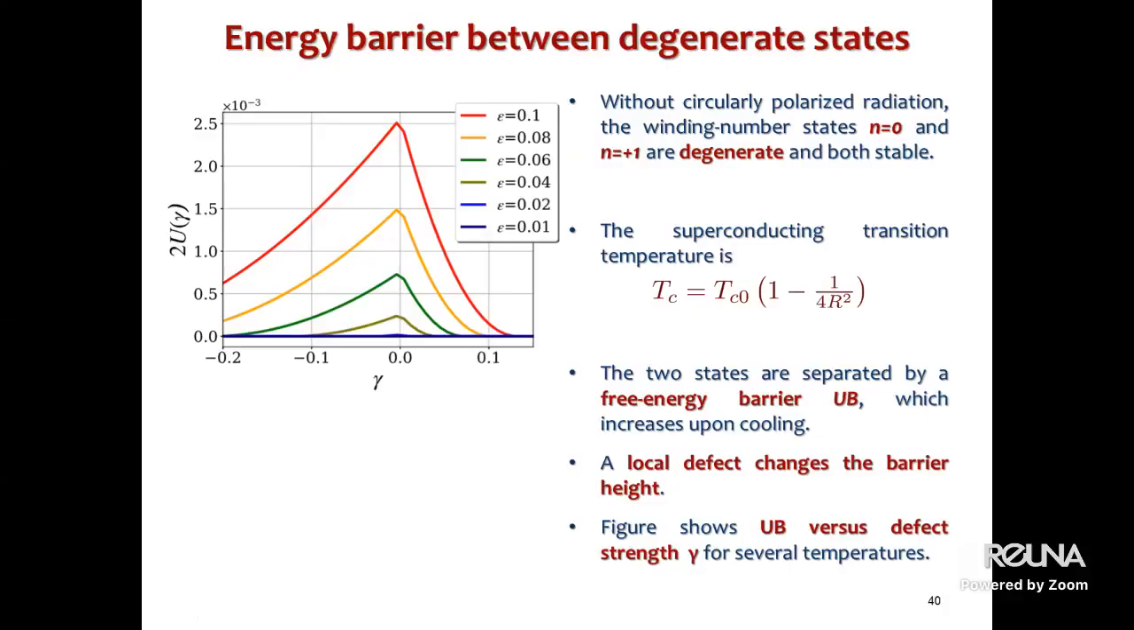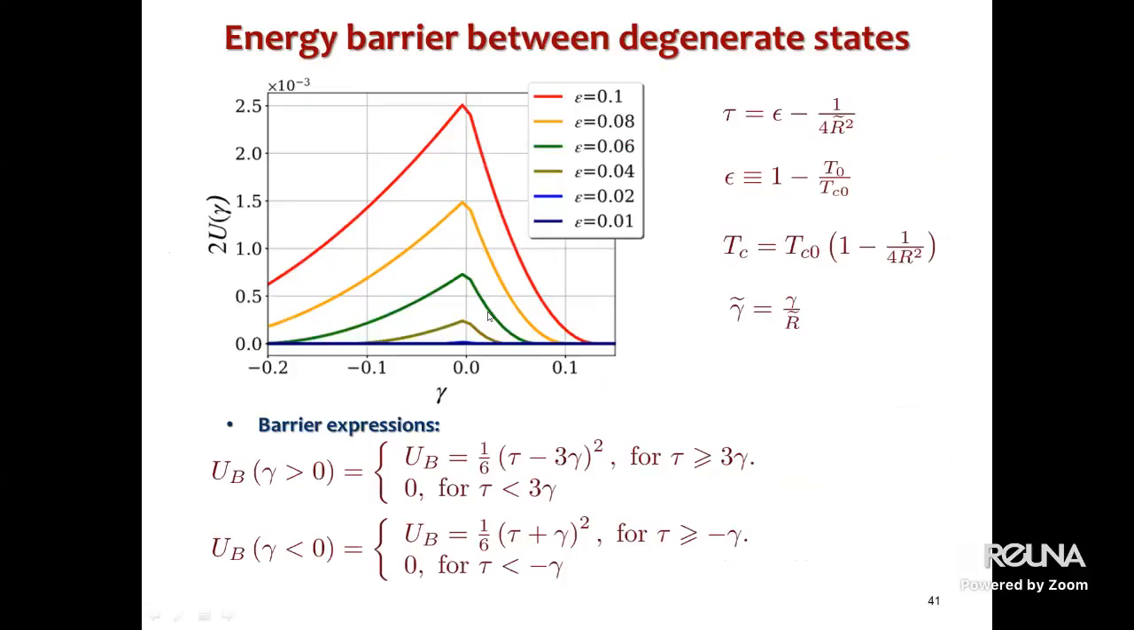The two states are separated by a free energy barrier, and when we do not have any defects, we follow this zero line, and we see that the barrier increases upon cooling. So increasing cooling increases the barrier. But a local defect changes the barrier height. So either we go to the right or to the left, we change the barrier height. The figures show the free energy barrier versus defect strength for several temperatures, and the mathematical expression for the barrier is given here in dimensional units.